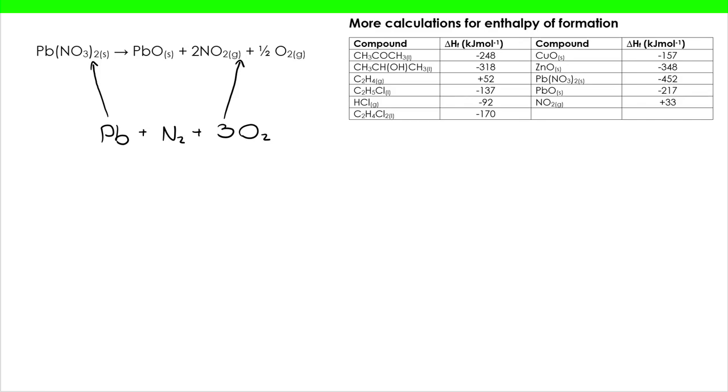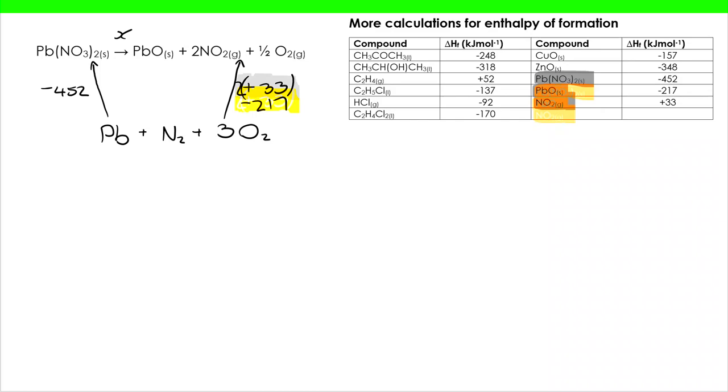And then you find the data that you need, and you can see here that we have got our lead nitrate, negative 452. We've got negative 217 for the PbO, but look really carefully, we're making 2 NO2, so it's twice the enthalpy of formation value. So that means it's not going to be plus 33, it's going to be plus 66. And one of the common wrong answers you might get with this question will be 33 away from the true answer. And that will drop 1 mark off the exam question.